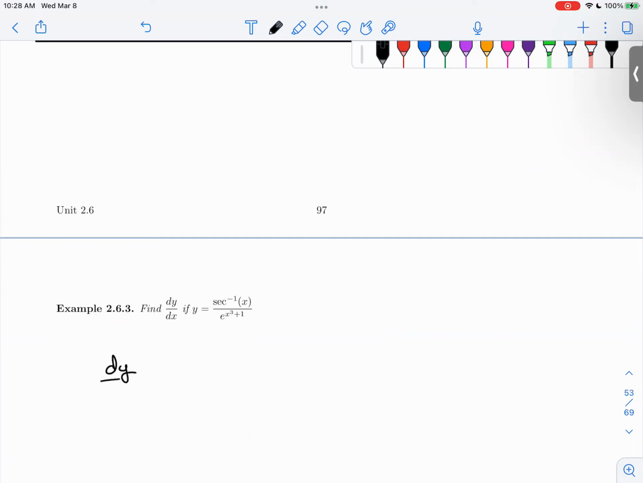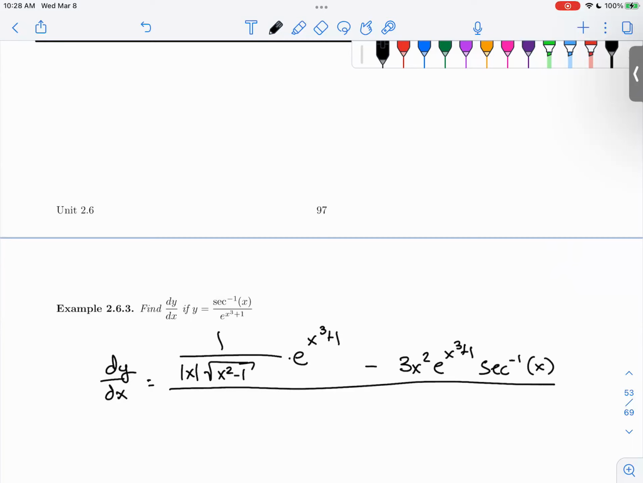So dy/dx is equal to 1 over the absolute value of x times the square root of x squared minus 1, times e to the x cubed plus 1, minus 3x squared e to the x cubed plus 1 secant inverse of x, all divided by e to the x cubed plus 1 squared. That is the answer, if you'd like to verify it on your own time. Mainly because it has a secant inverse.